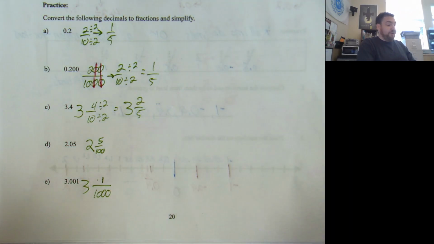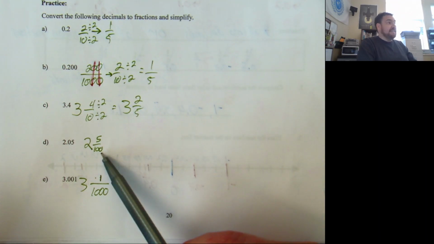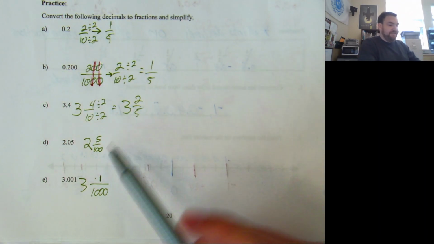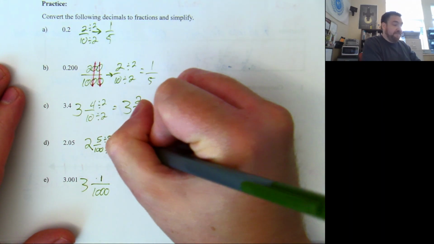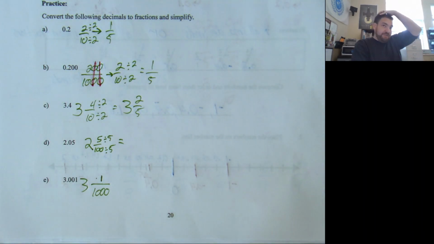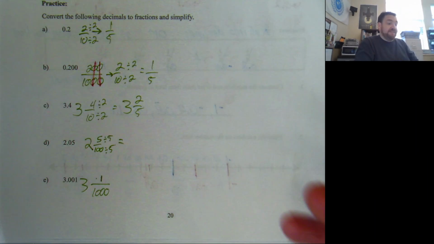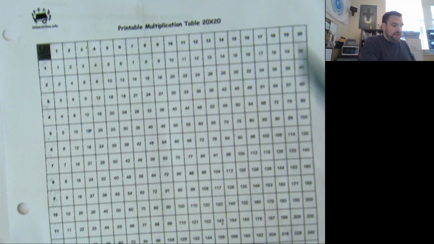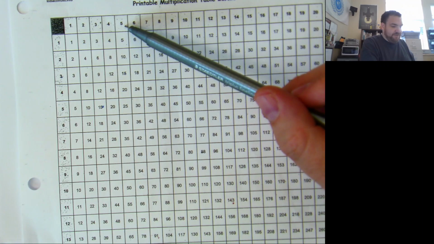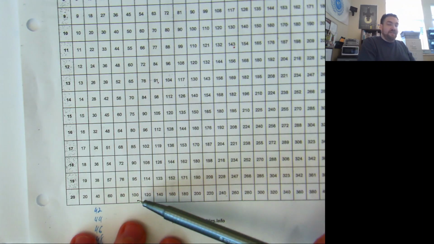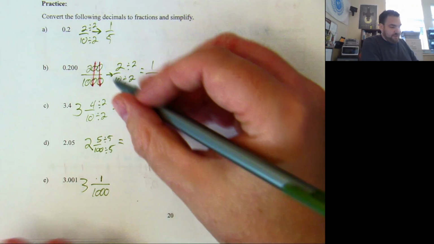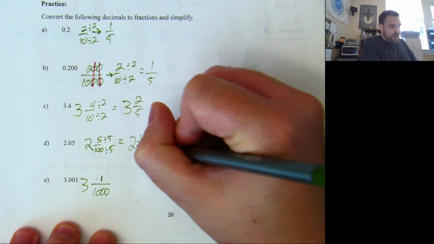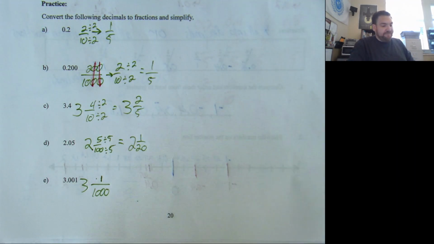Yeah, both of those are divisible by 5. Anything that ends in a 0 is divisible by 5. So 5 is divisible by 5, 100 is divisible by 5. Either you can know it deep within the recesses of your brain, or, because I'm not giving you a calculator yet, you can take a look at your multiplication tables. 100 divided by 5 is 20. So it's going to be 2 and 1/20th, and you're done.